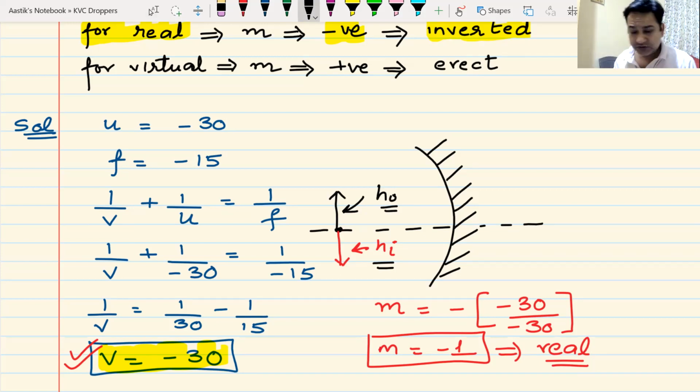Now, this is how this question has to be solved. But as I told you, it could have been done in a fairly simple way. And what is that way? That is what we are going to study in today's class. What do we understand here?